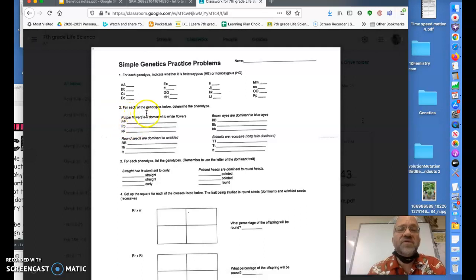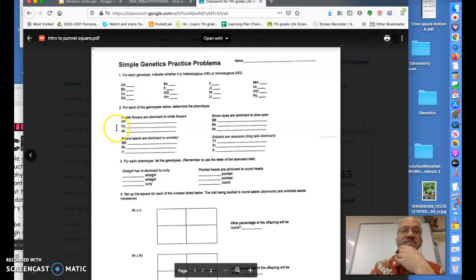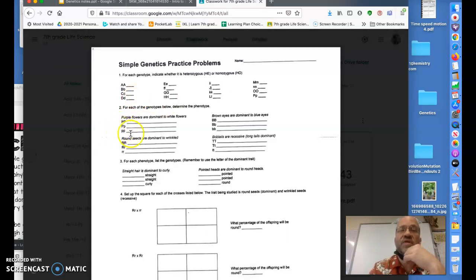Then it says, for each of the genotypes below, determine the phenotype. Phenotype is what is expressed. So if you're talking about traits of hair color and brown hair or blonde hair, the phenotype is blonde hair. Okay, that's a phenotype, what you can actually see. Now the genotype might be a capital B and a little b.